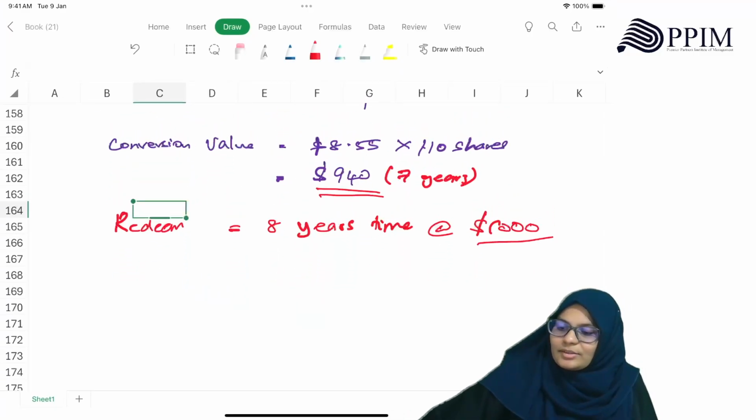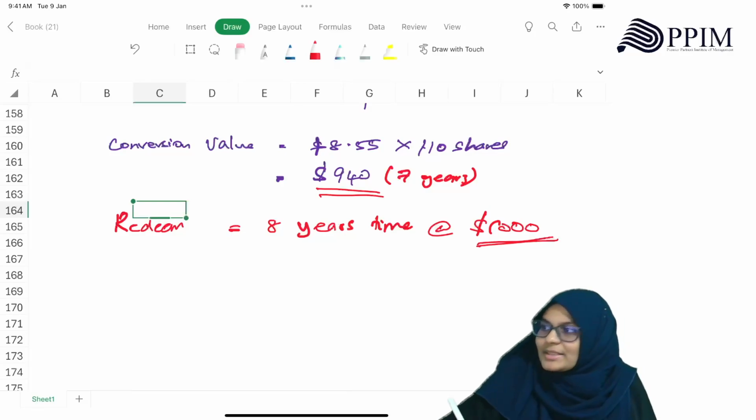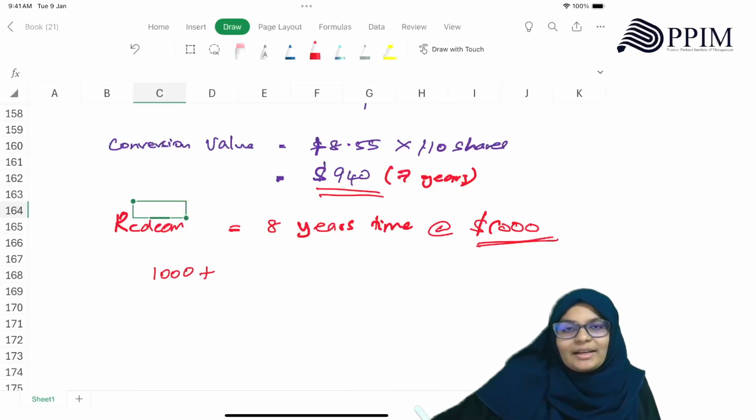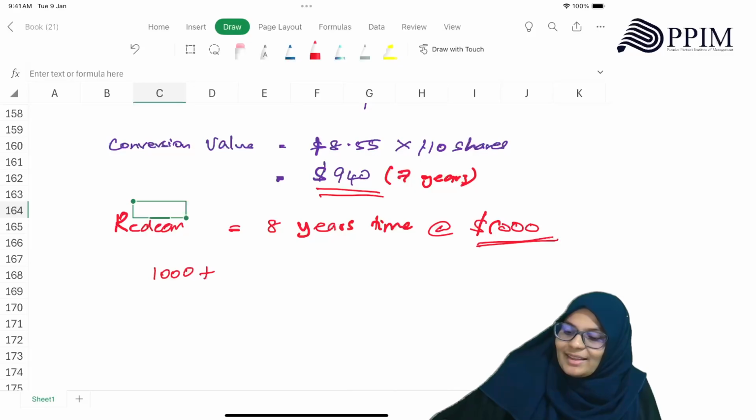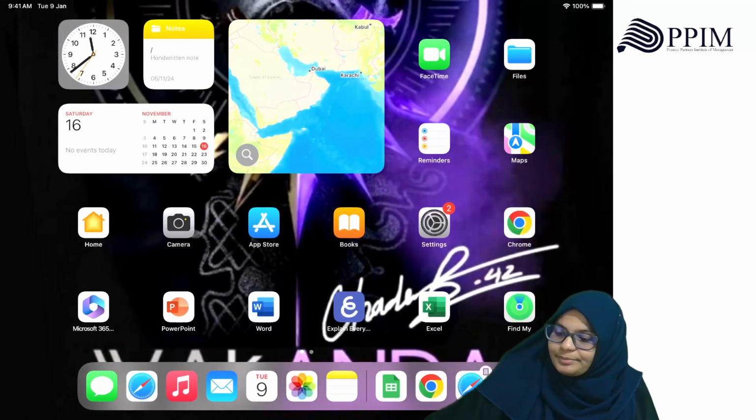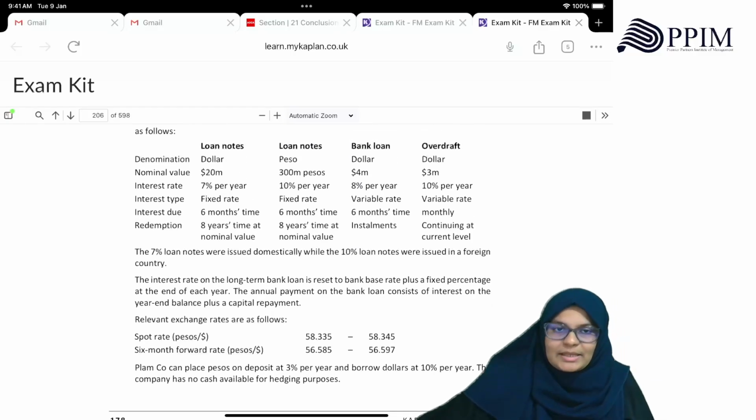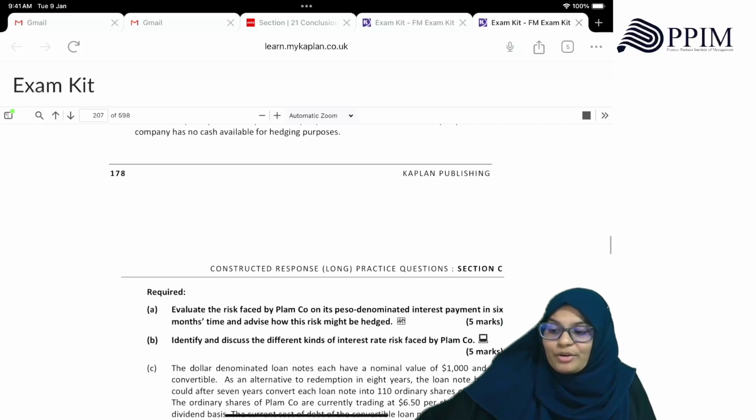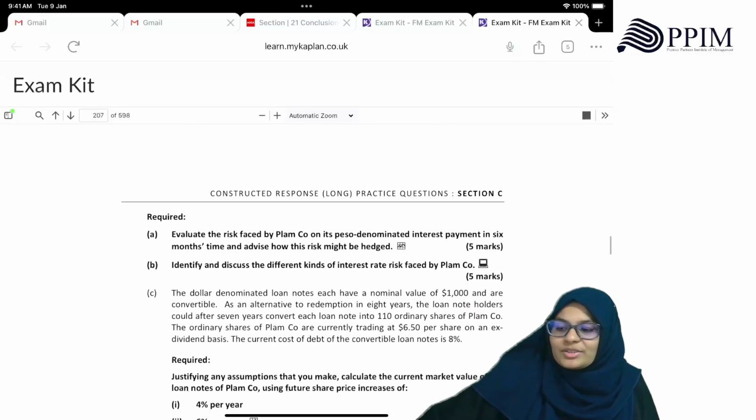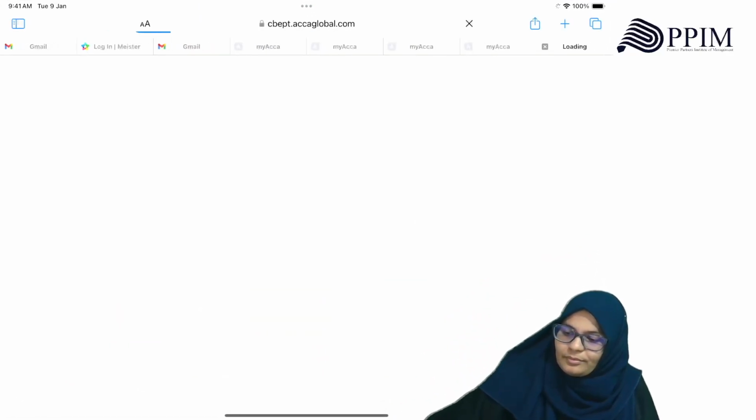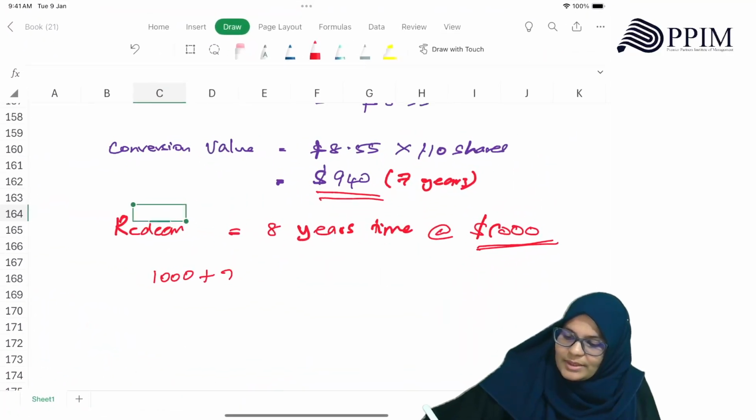In year 8, two things happen. Like Yumna is mentioning, yes, you do have the $1,000, plus in that particular year there will be an interest portion also. So you can't forget that, right? If you look at the question, these convertible loan notes carry 7% per year. So 7% of the nominal value of 1,000 is 70. Okay, so don't forget that. Plus 70, so that will be 1,070.